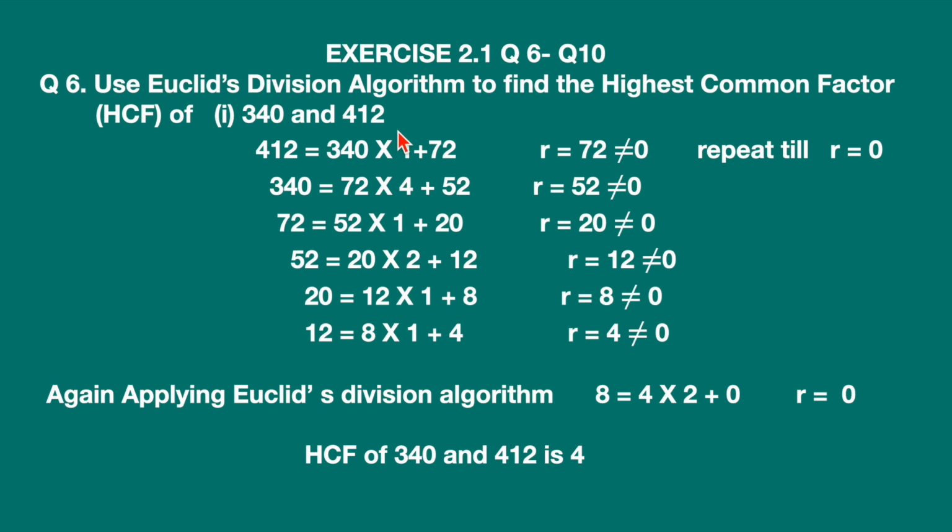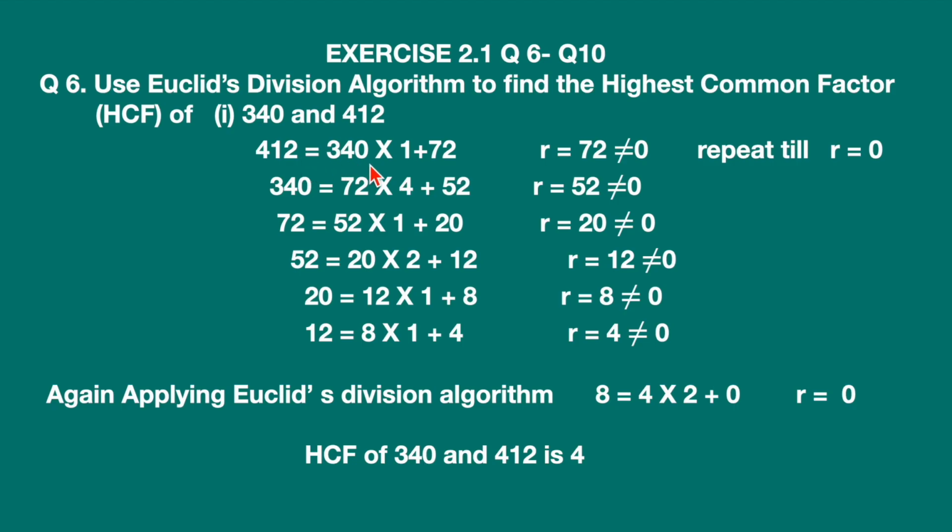In lower classes, you learnt about HCF. You used to factorize the two numbers and then find the HCF. Now we are going to use Euclid's division algorithm. Okay, so these are the two numbers. We are going to write these two numbers in the form of A is equal to BQ plus R. Here the bigger number will be A. 412, write it as A, that is the dividend, and 340 will be B. That is the divisor.